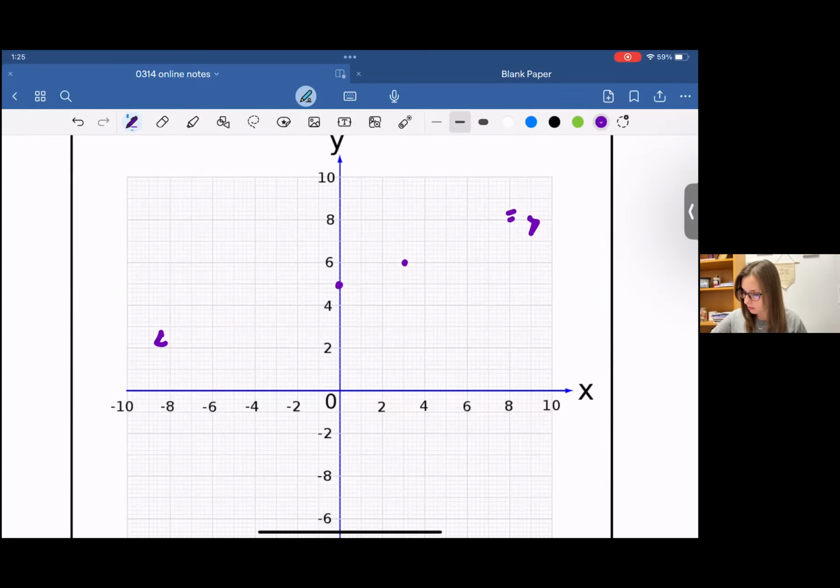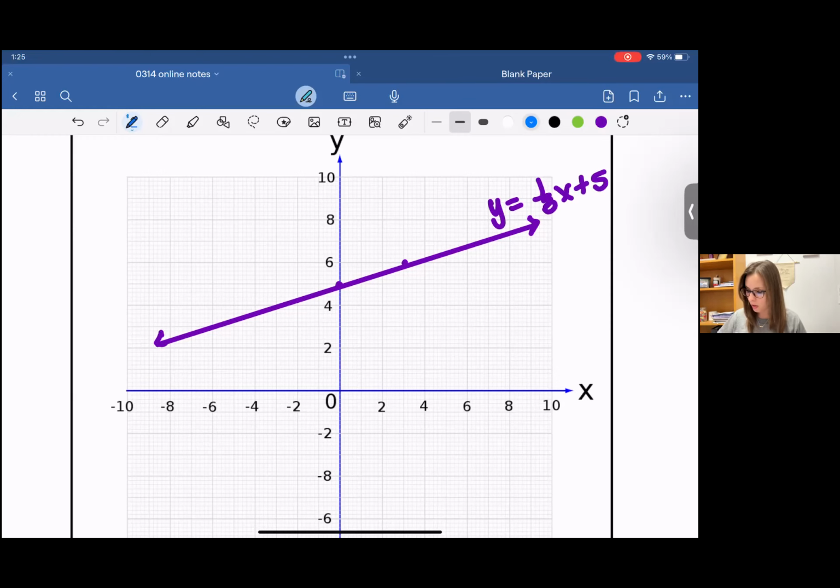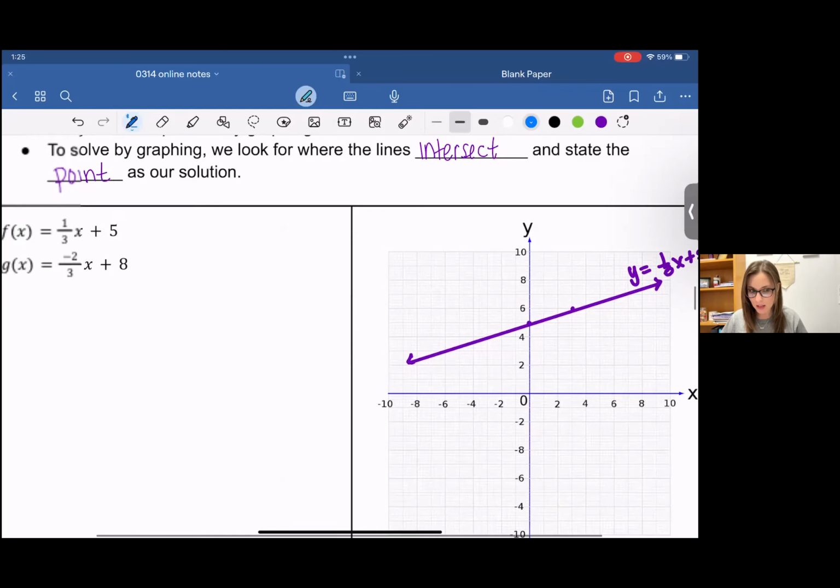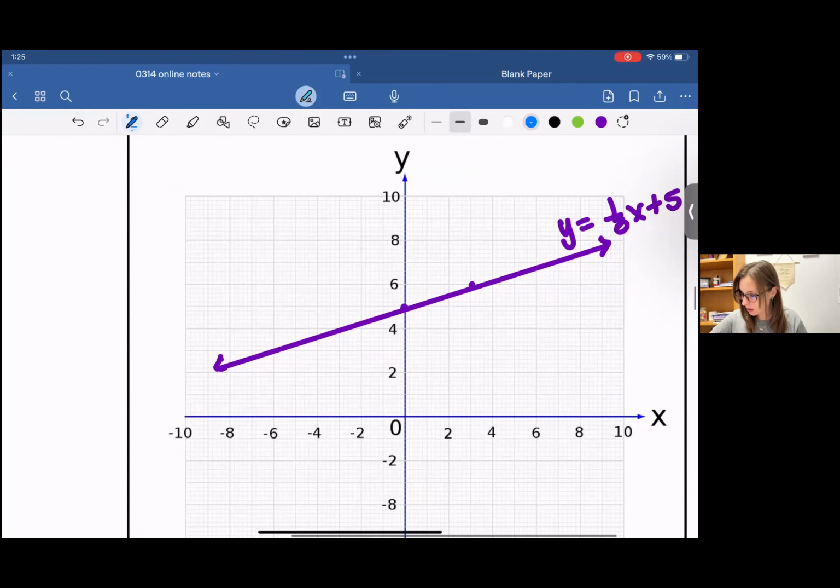Oh no. What happened? Oh, sad. I don't know why that happened. That's 1/3 x plus 5. Now I'm going to do the other one. It was negative 2/3 x plus 8. So I have a y-intercept of 8. Then I'm going to go down 2 over 3. Am I losing it? There we go. I don't know why it keeps doing that. It's glitching out.